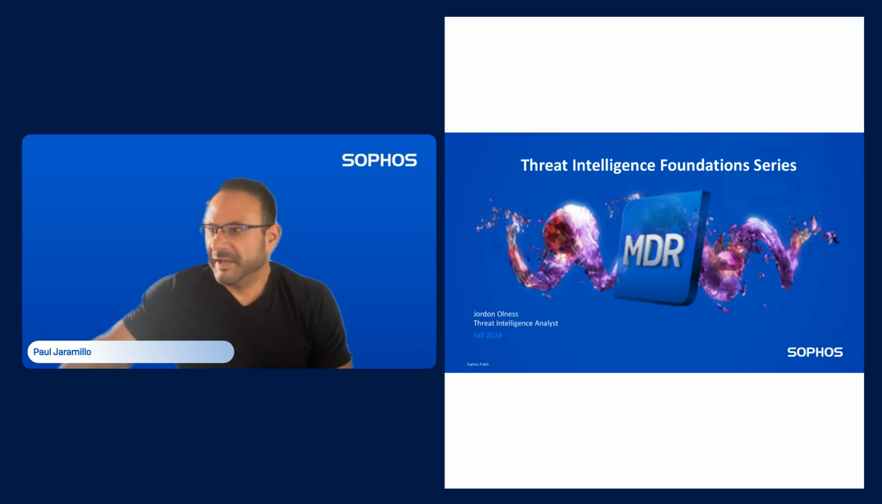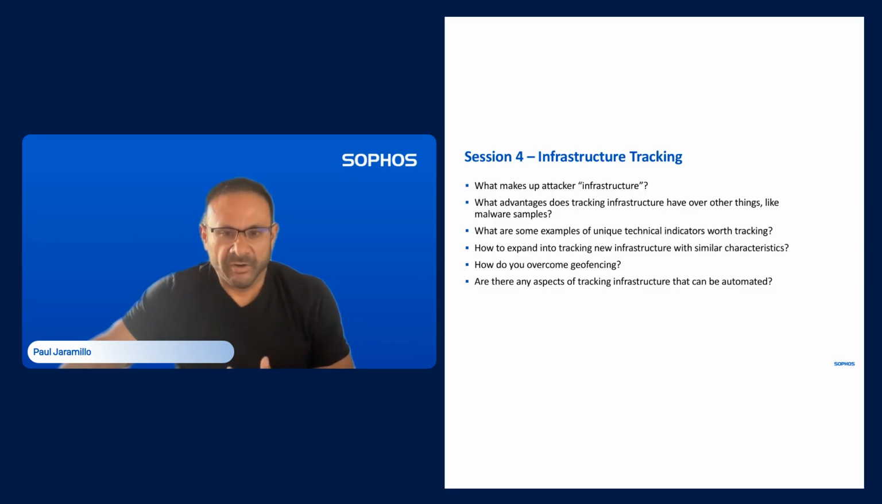And today we are going to be covering a great topic on tracking adversary infrastructure and fill you in about what all goes into that. So we'll be establishing what makes up attacker infrastructure, what the advantages of tracking infrastructure are as opposed to reactively analyzing malware, which we did in the previous session. And then how do you sort out from all the different indicators which ones are the unique ones worth tracking, as well as dive into some other problems about getting around geofencing and automation. So with that, I'm going to dive in with Jordan.